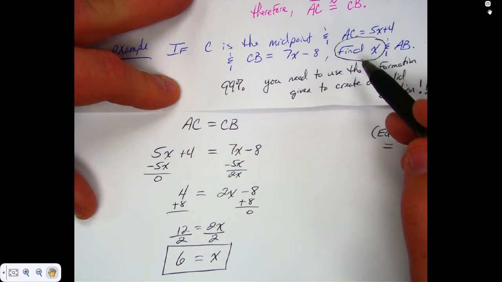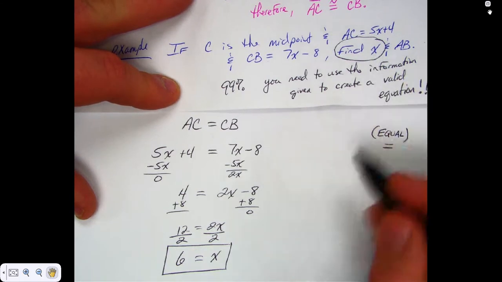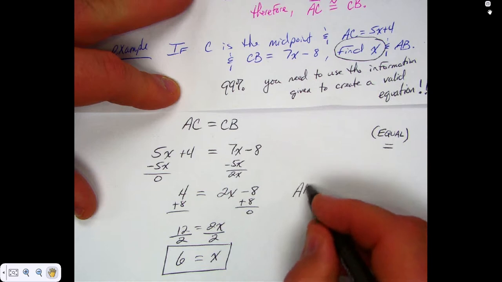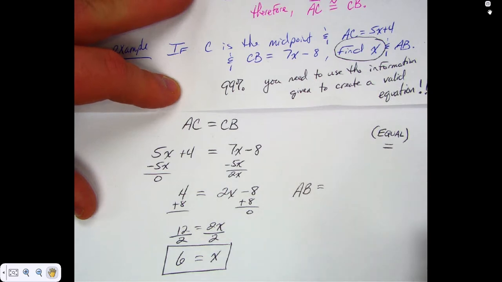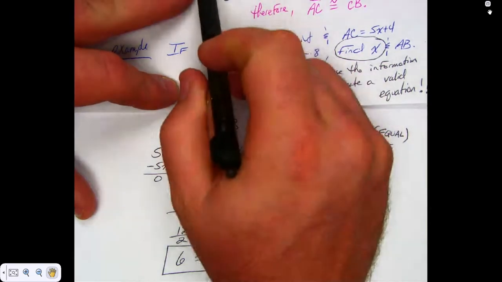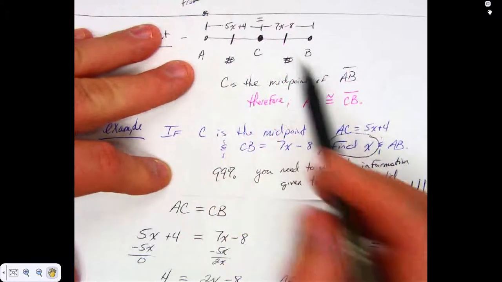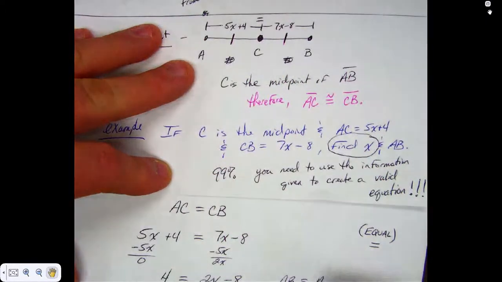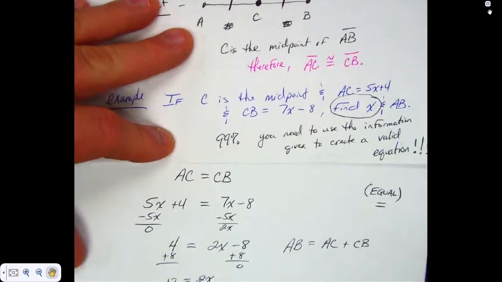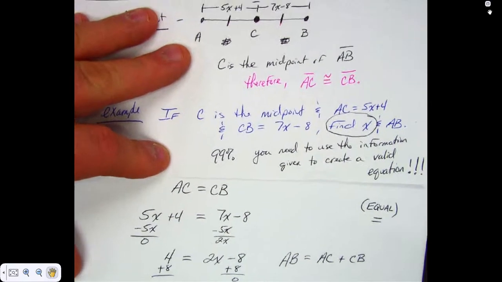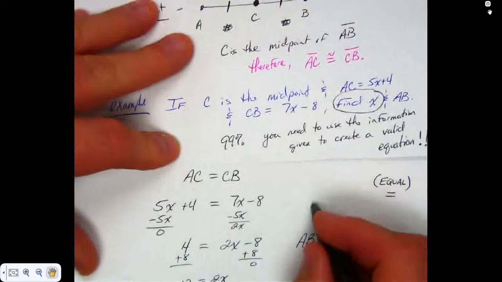Second part of this problem. Everybody listen. They ask me to find what AB is. That's the distance from A to B. That's the whole thing, isn't it? Well, I probably need to, whatever AC is plus whatever CB is, that's going to be AB, isn't it? How am I going to find what they are? Well, I'm going to put what? What did I find? I found that x was 6.